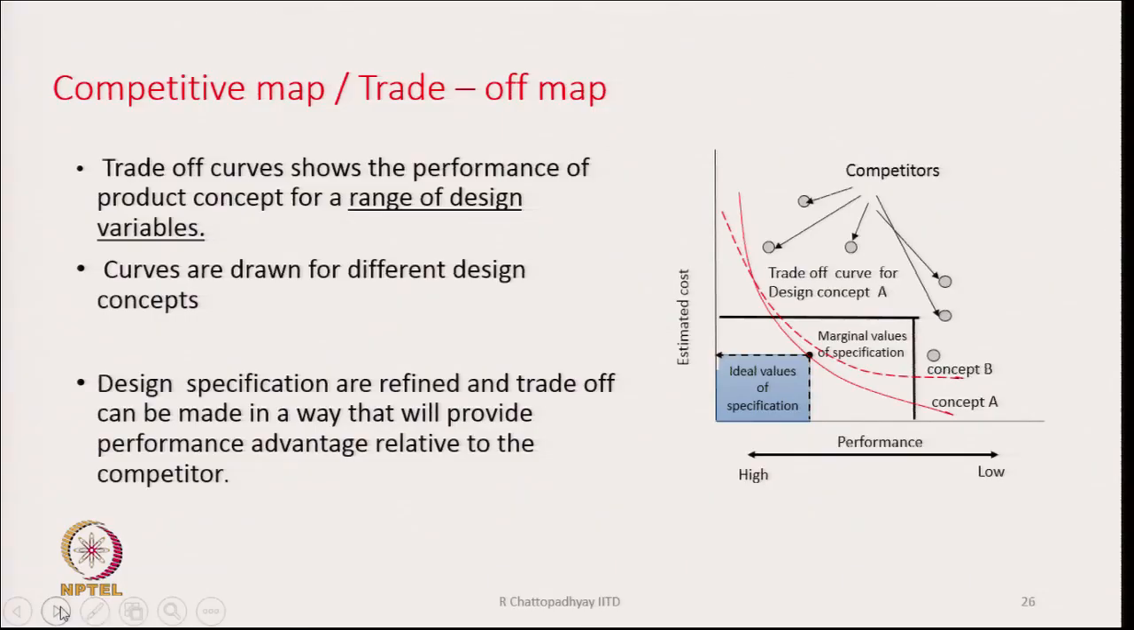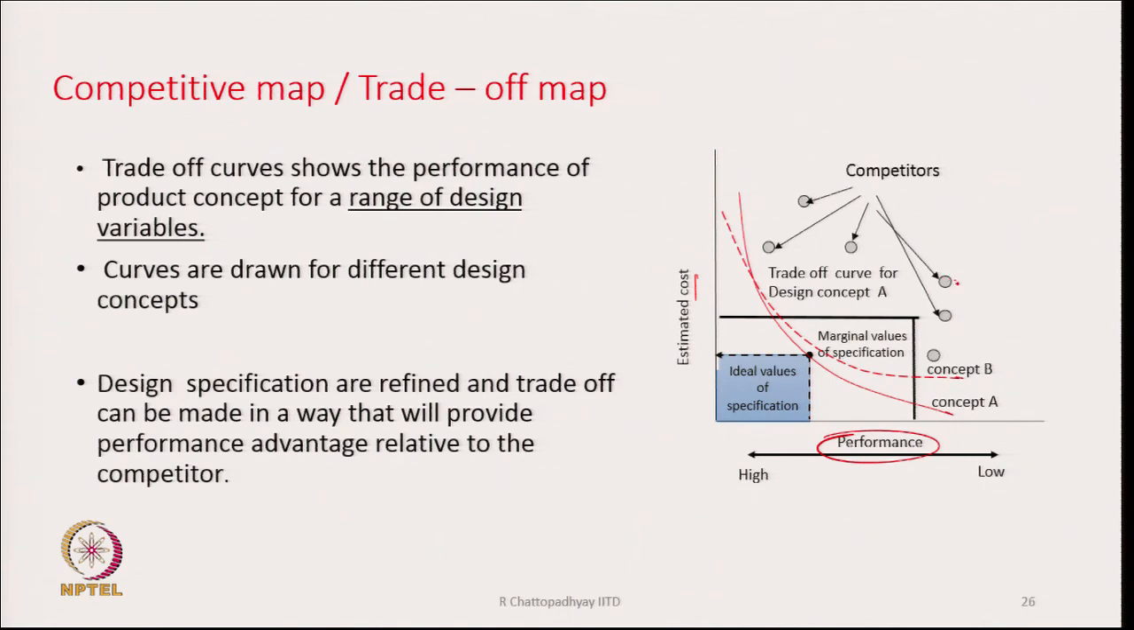Here a competitive map or trade-off map is given. What is there in this map? On the x-axis we have written performance, where the right hand side is low and the left hand side is high. And on the y-axis we have cost. So, performance versus cost is what has been plotted here.